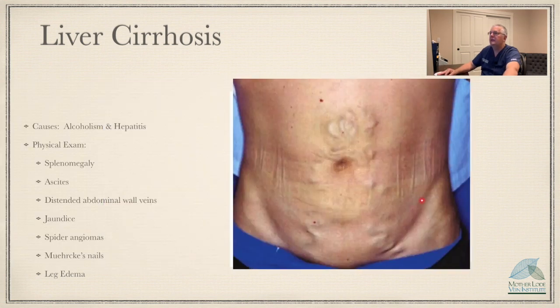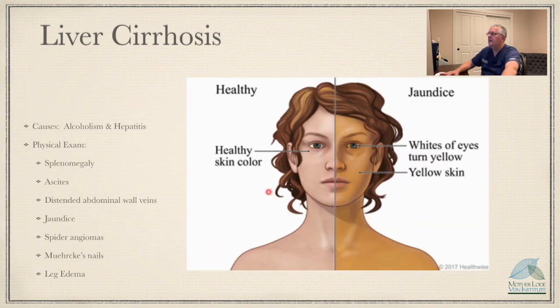So here's ascites, and then it can also present with these dilated veins. This is called caput medusa, and it's dilated veins within the abdominal wall, because the blood is trying to find accessory routes to get back to the heart and the lungs, and sometimes it does so through the abdominal veins. So these become engorged and distended.